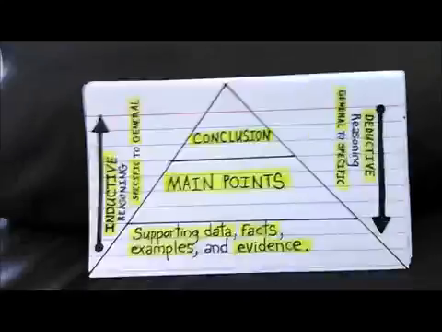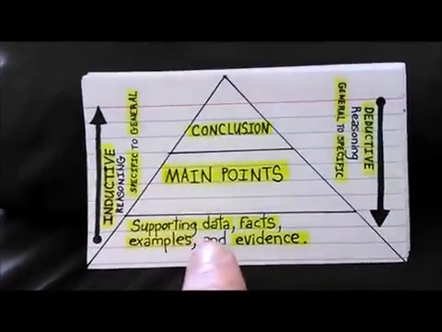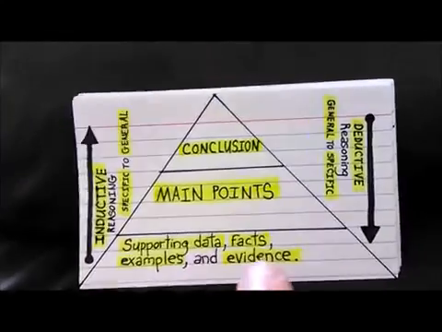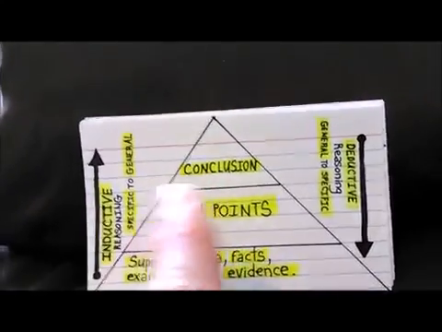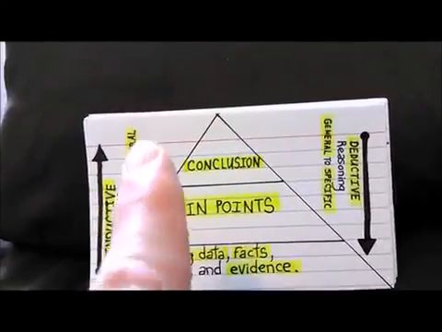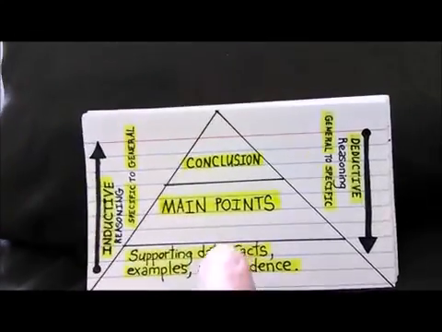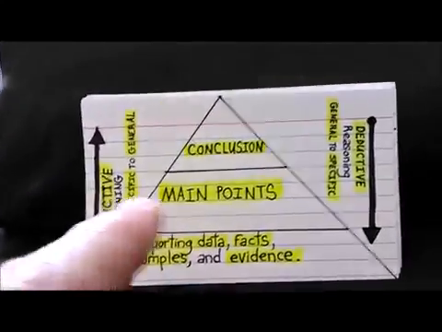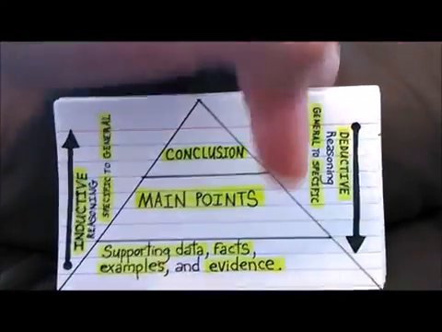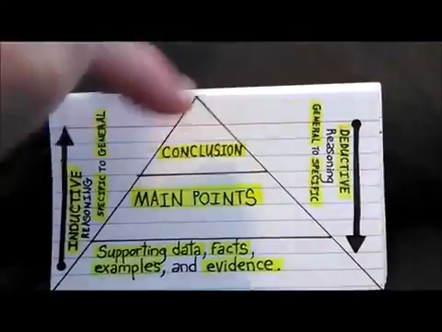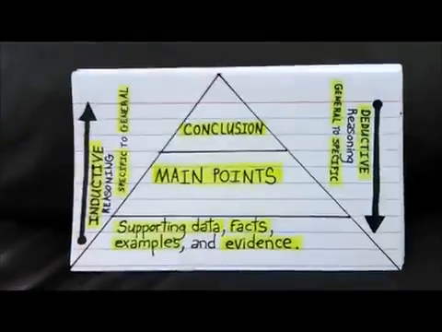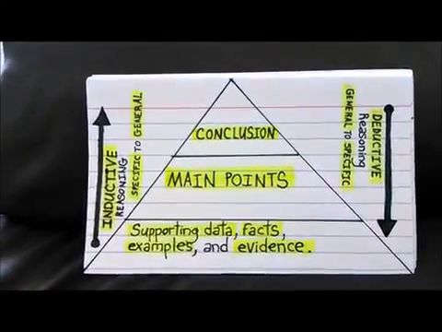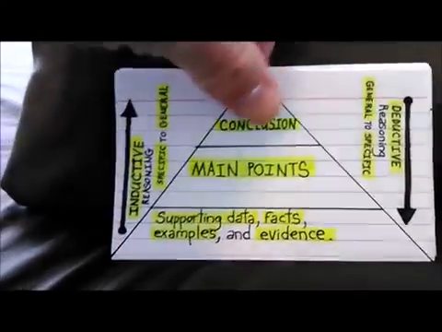Okay, so inductive, you start off with supporting data, facts, examples, and evidence. Then you go to main points and you make a conclusion. See? So from specific all the way up to general, that's inductive. The whole opposite is from general to specific. That will be deductive, doing the whole thing the opposite way. Okay? That's another explanation. Little graphic. All right.